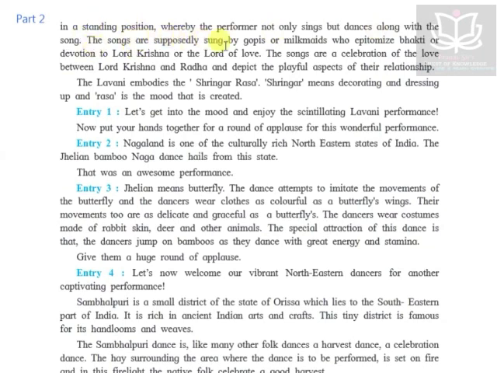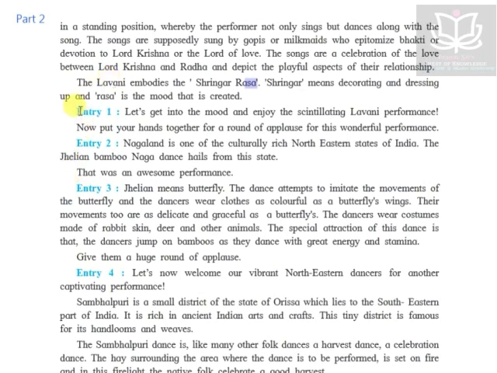The songs are supposedly sung by gopis or milkmaids who epitomize bhakti or devotion to Lord Krishna, the Lord of Love. The songs are a celebration of the love between Lord Krishna and Radha and depict the playful aspect of this relationship. The Lavani embodies the Shringar rasa. Shringar means decorating and dressing up, and rasa is the mood that is created. There are specific words where you could get confused, such as Shringar rasa or Shringar. So this is actually an explanation of how that entire script should be read out.